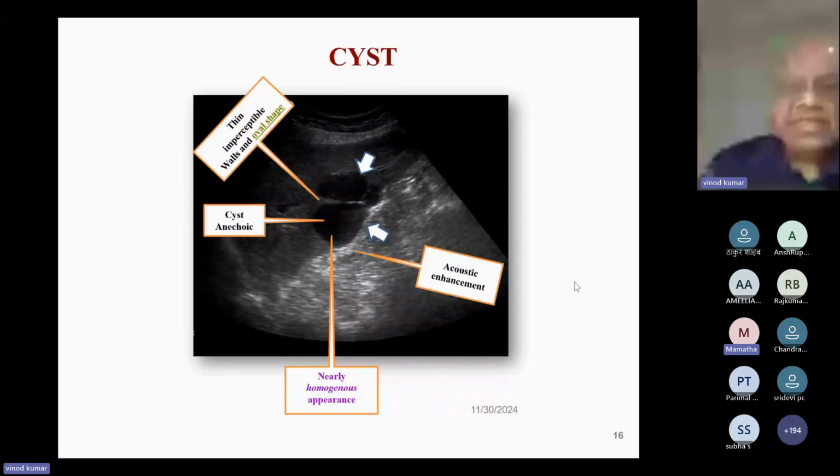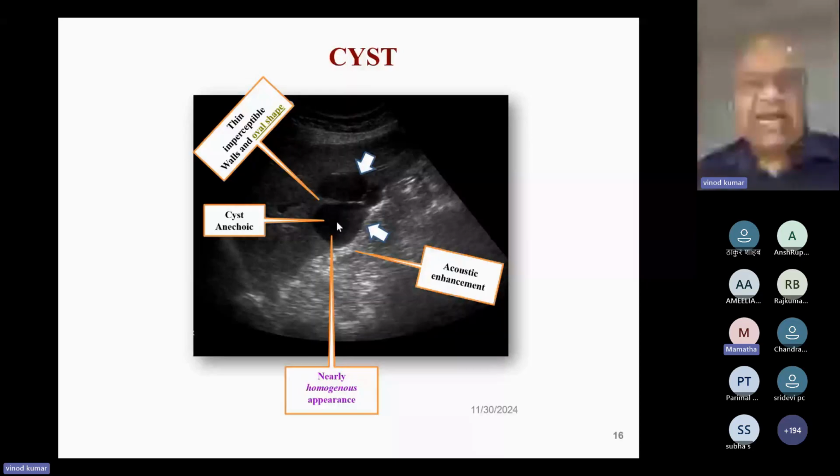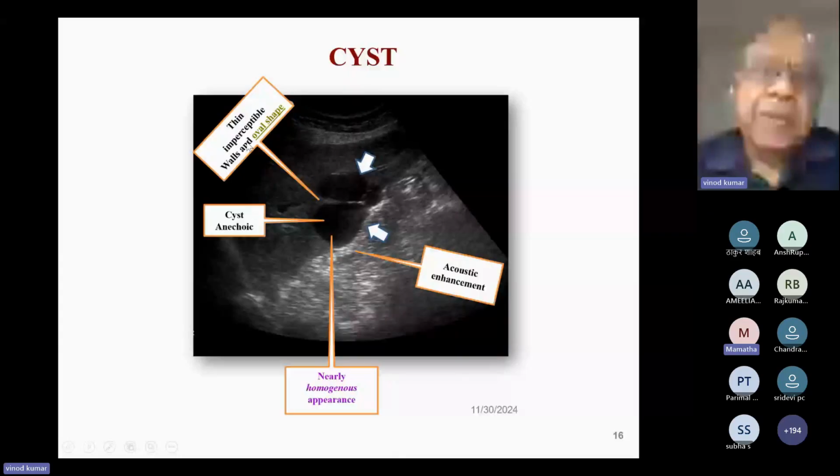Now a cyst will have, one, the cyst is anechoic. The center, this is the cyst. Anechoic means it is a black area and it is a fluid. When ultrasound is focused on this, ultrasound is absorbed. The magnitude of the echo is almost negligible. Second one, thin, imperceptible. This particular tumor, the wall is not visible. This is imperceptible.